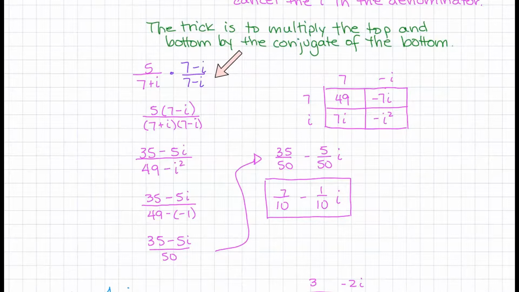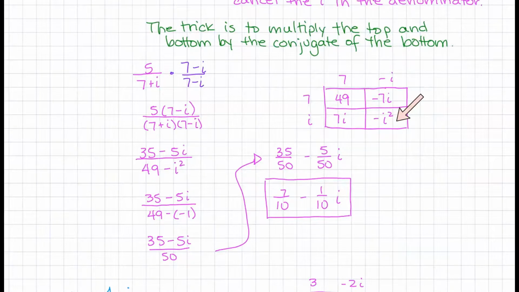How does this help us? So the top is easy. If we just go top times top, it's just a simple distribution and we get this. In the bottom, you actually have to multiply these complex numbers together. So let's look at what happens when you multiply them in the boxes. 7 times 7 is 49. i times 7 is 7i. 7 times negative i is negative 7i. And i times negative i is negative i squared.